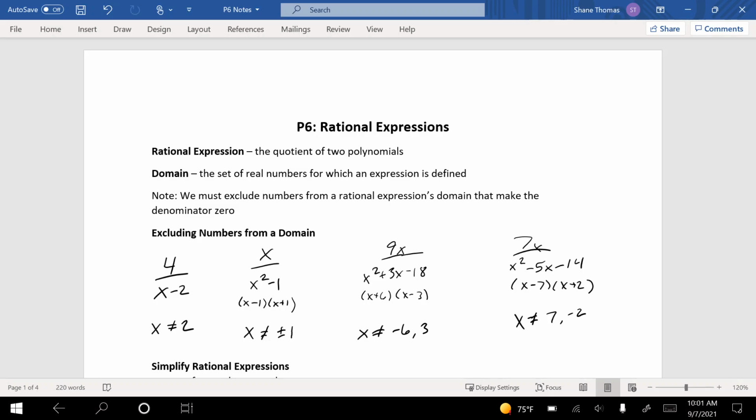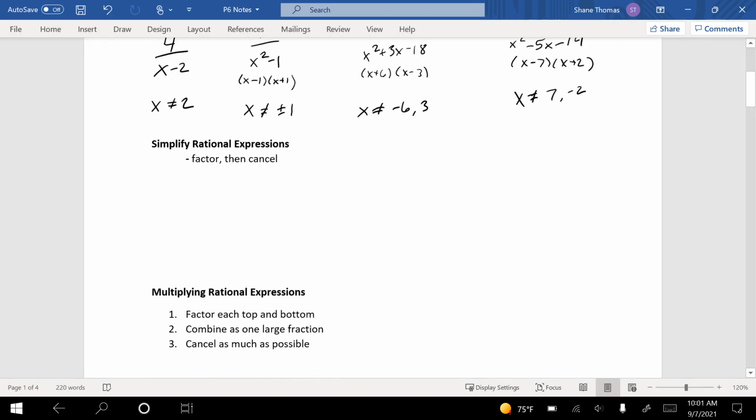All right, next part. Simplifying rational expressions. This is one of those things I feel is very satisfying. You're going to get a problem that looks something like this: x to the third plus x squared over x plus 1. What you want to do is factor the top, factor the bottom, and cancel out as much as you can.